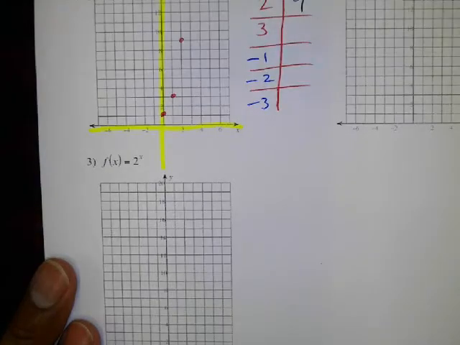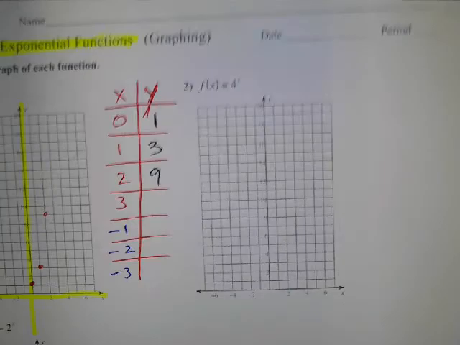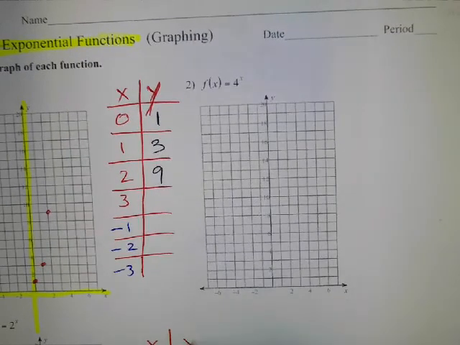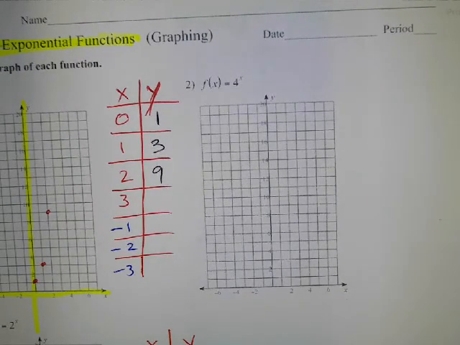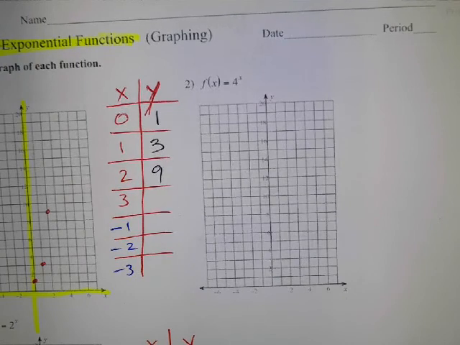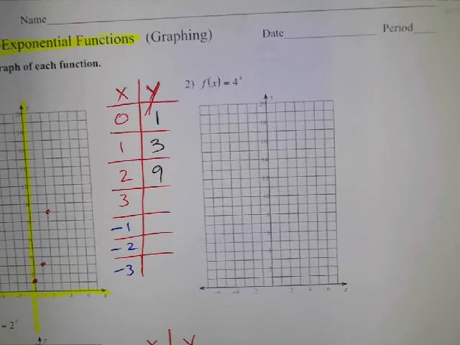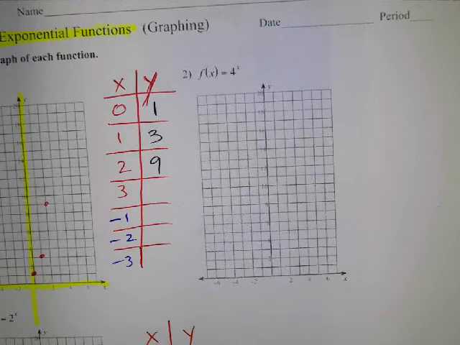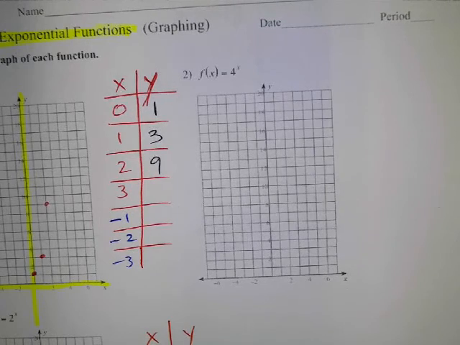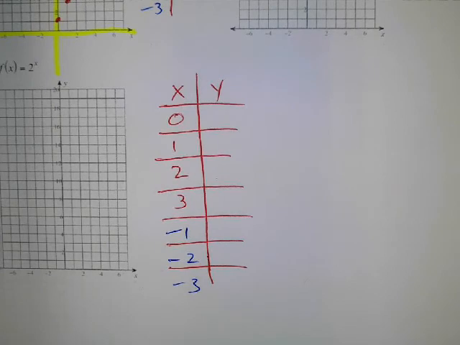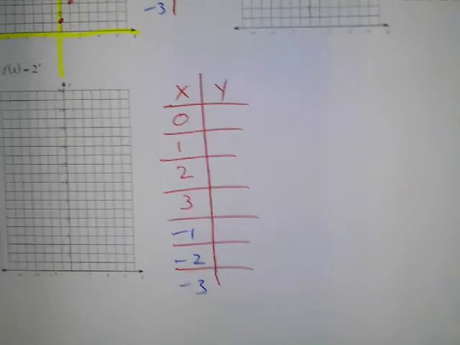Okay, so you're going to do that for number 1, number 2, number 3. For these 3, and actually for the other 3 too, you're going to make a table of solutions. You're going to use these same exact numbers all the time: 0, 1, 2, 3, negative 1, negative 2, negative 3.